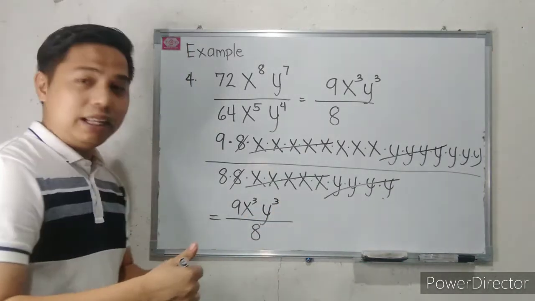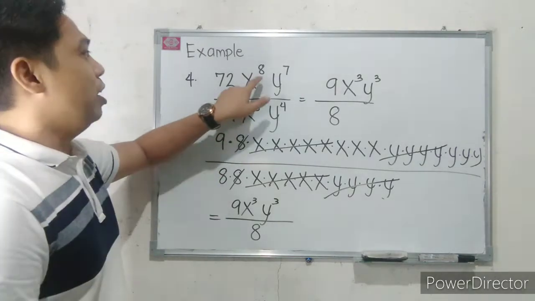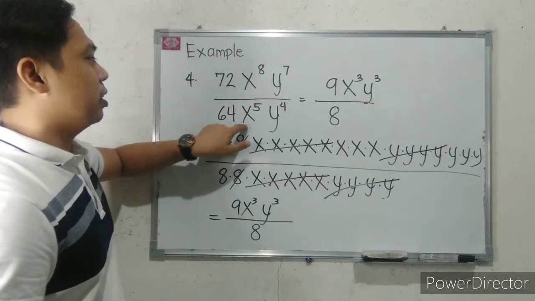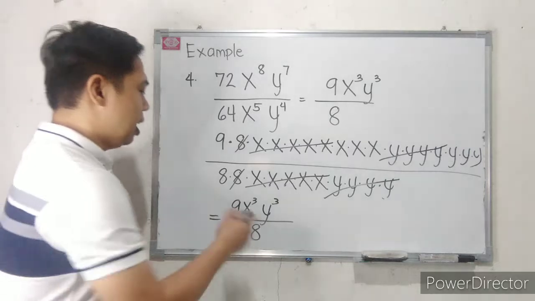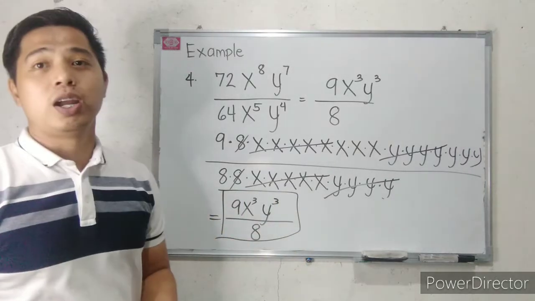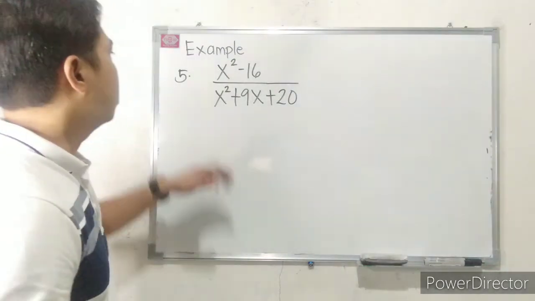So, napatunayan natin class na pag simplify natin yung 72x raised to the 8th power times y to the 7th all over 64x to the 5th, y to the 4th is equal to 9x cubed y cubed all over 8. Let us have this one example.